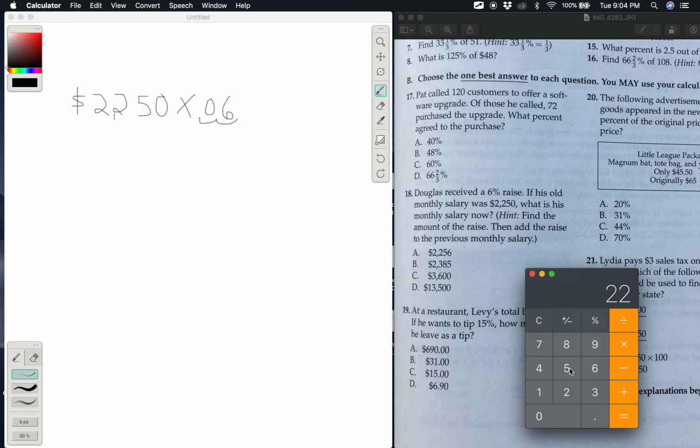So 2250 times 0.06 equals 135. So 6% of that, the 6% raise, is 135. If he got a 6% raise and it's asking what is his monthly salary now, then we need to add the 135 to the 2,250. So 135 plus 2,250 equals 2,385. So that's how much he's making now with his 6% increase. So B would be your answer.